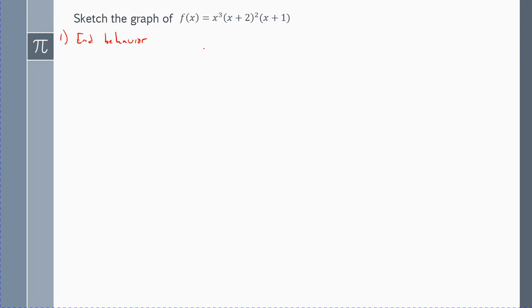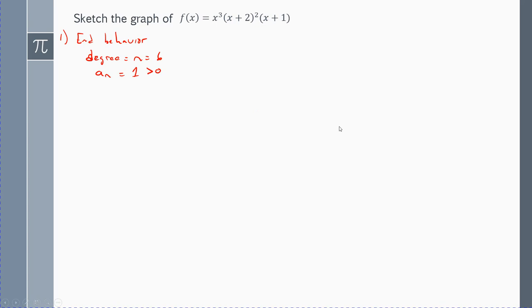So what degree is this? This is tricky. I have x cubed times x squared times x. So 3, 2, 1. The degree here is 3 + 2 + 1, which is 6. So it's even, and the leading coefficient is 1, which is greater than 0.